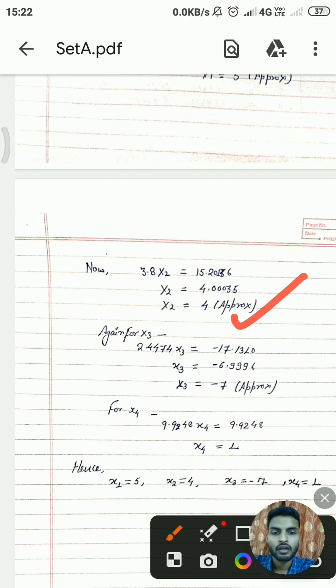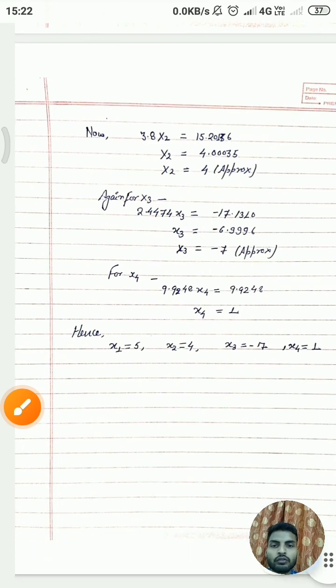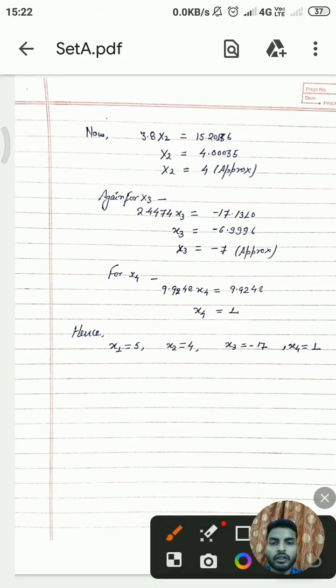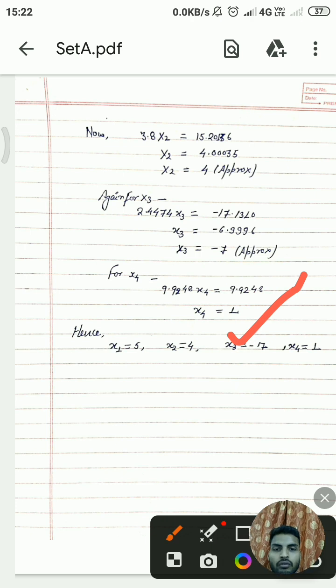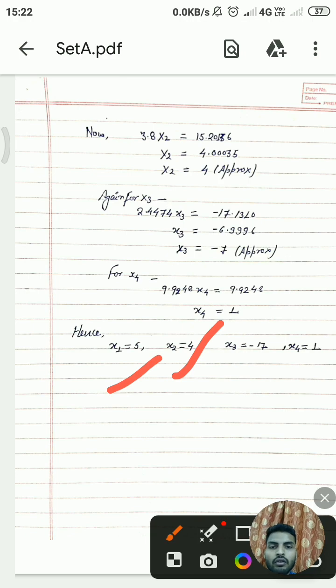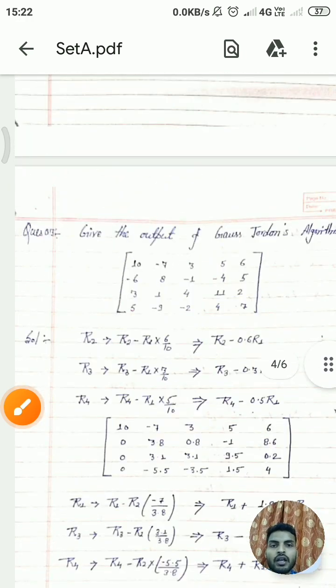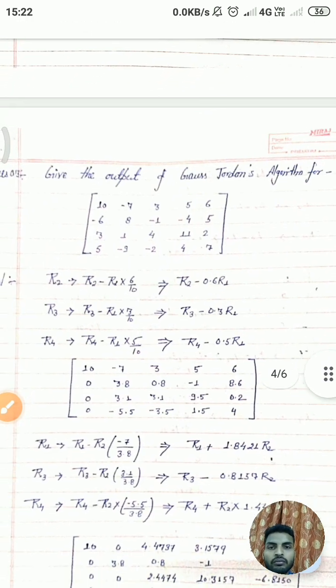Now again we calculate the x3 value. The x3 value is 2.4774 equal to minus 17.1310. After calculating, x3 equals approximately minus 7. Now we calculate the x4 value. The x4 value is 1. Hence x1 equals 5, x2 equals 4, x3 equals minus 7, and x4 equals 1. This is the solution of the third question, the Gauss-Jordan algorithm.